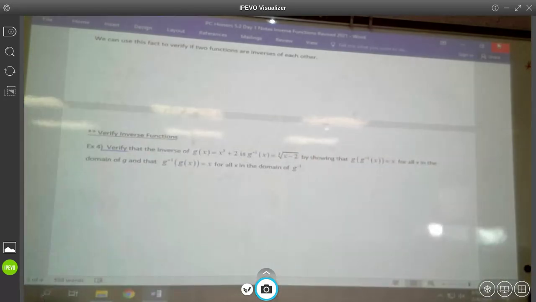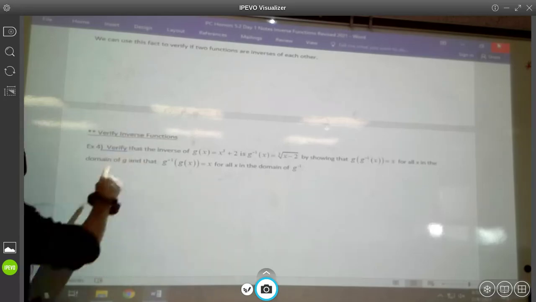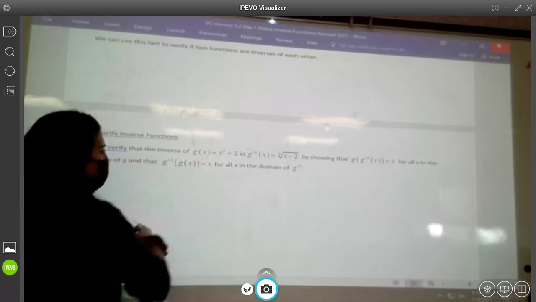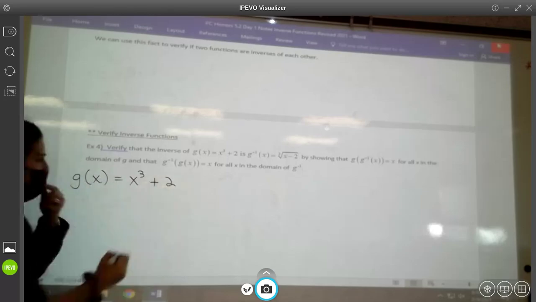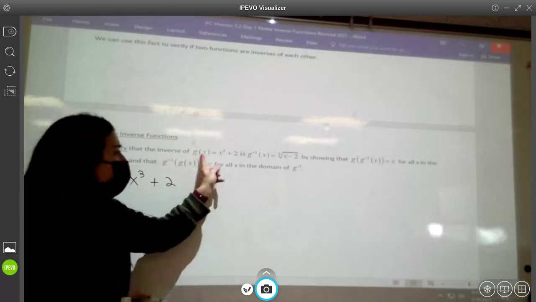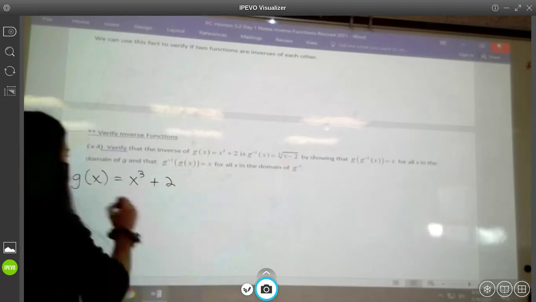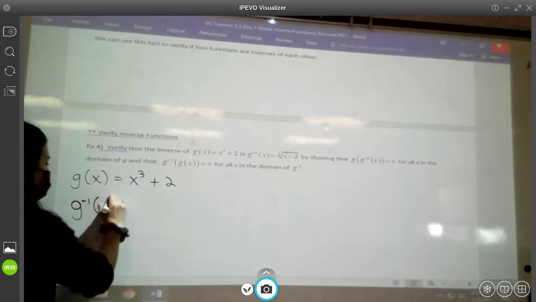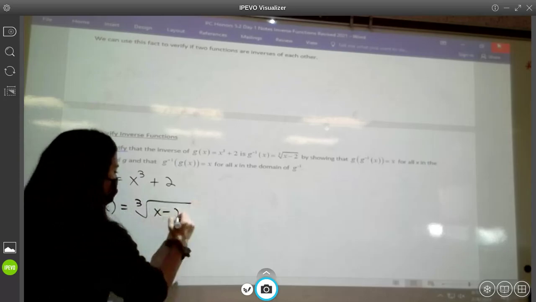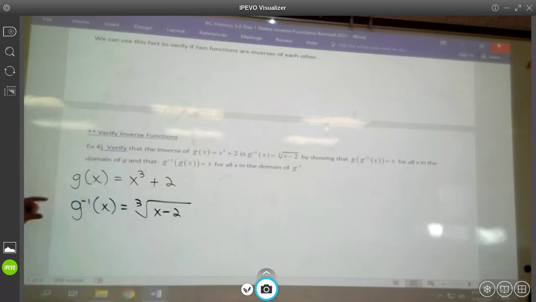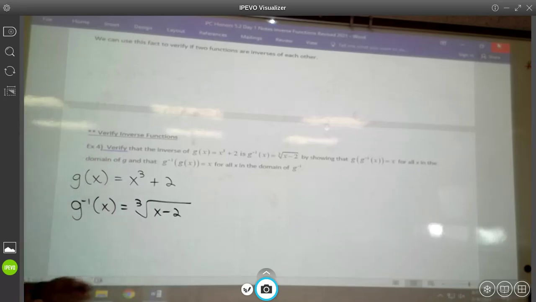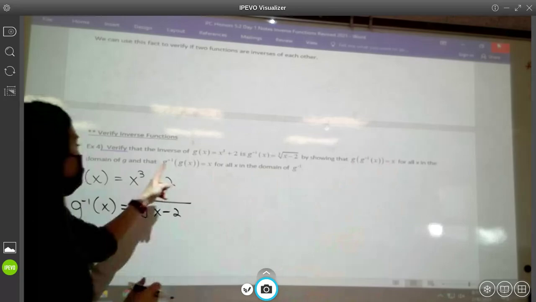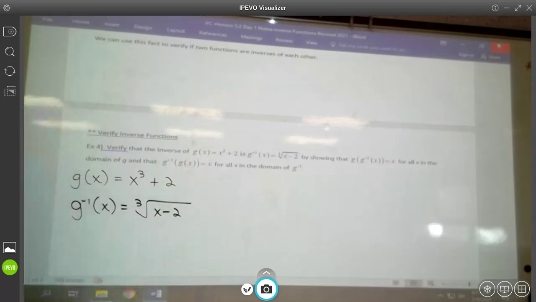So look at this example. I know it's a little blurry. It's a picture from the book. I apologize. This is how we verify inverse functions. They tell you g of x is this function, x to the third plus 2. They want you to prove or verify that the inverse of this function is this function. They want you to verify that these two functions really are inverses and really will undo what each one is doing by showing that their compositions in any order both end up equaling x.